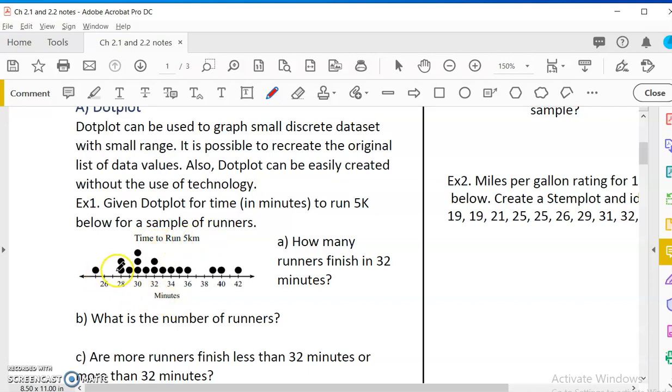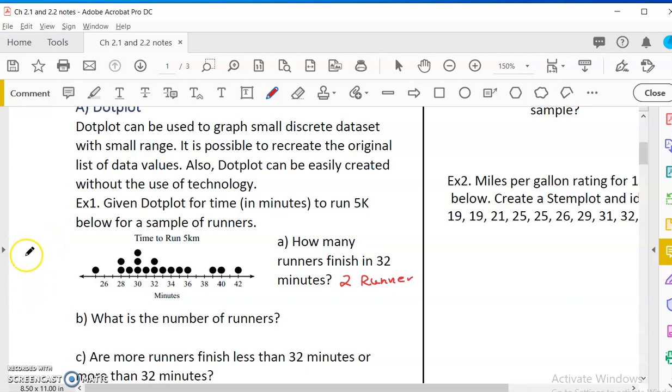So these are the data that they collected. How many runners finish in 32 minutes? So these are the minutes. You see the horizontal axis. There's only one axis. On the horizontal axis, 26 means that someone finished in 26 minutes. 32 means finished in 32. And there are two dots here. That means there are two runners, right? So each dot is a data. Now, if there are three dots, it doesn't mean there is a data of 3. This just means there are 3 data of 30.